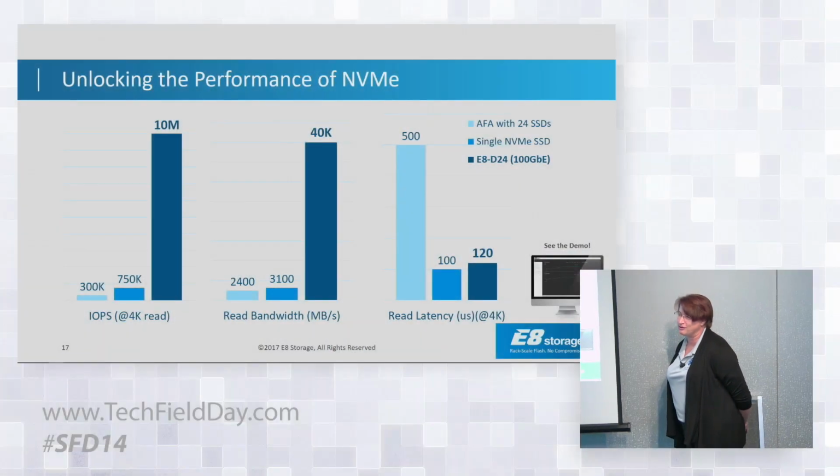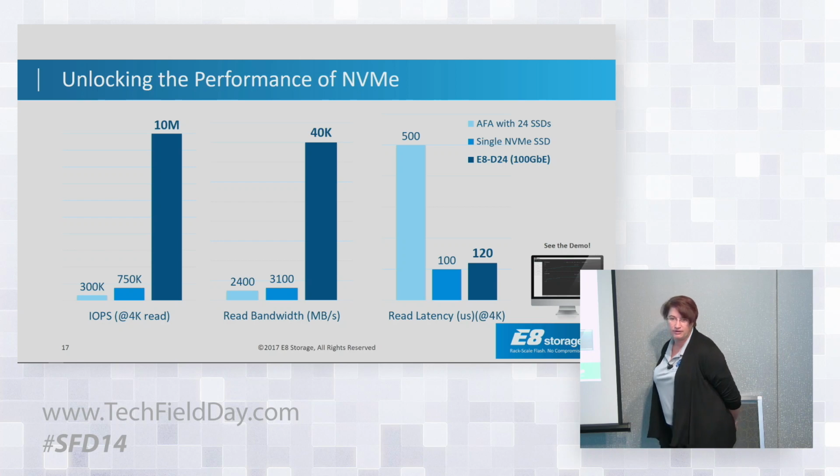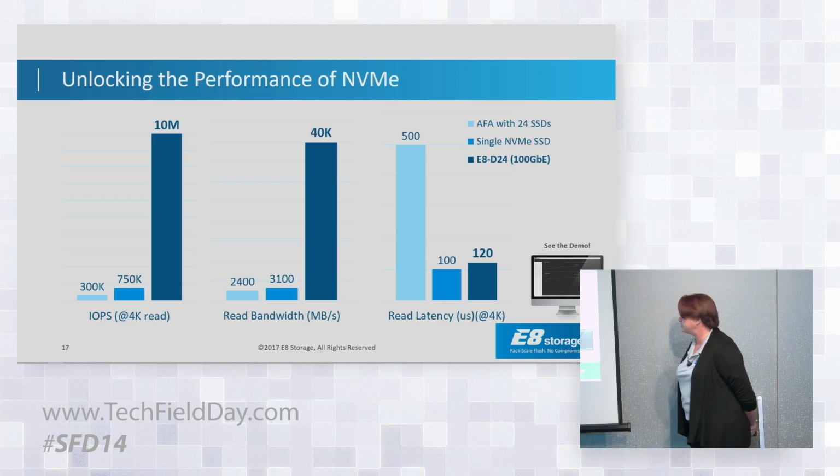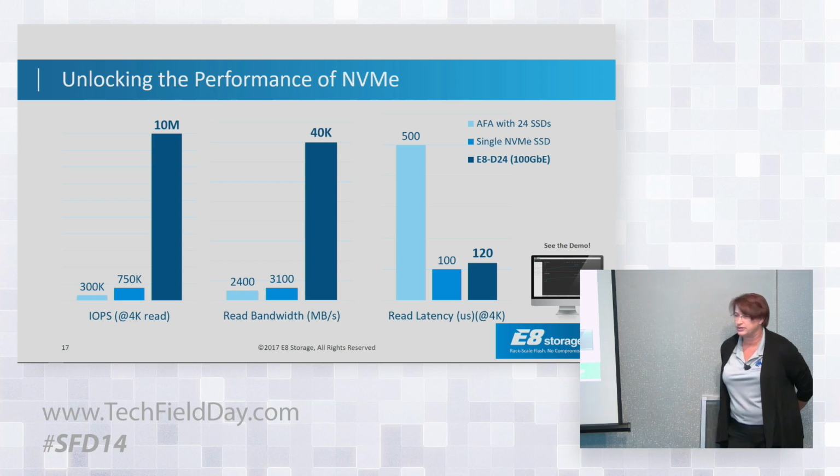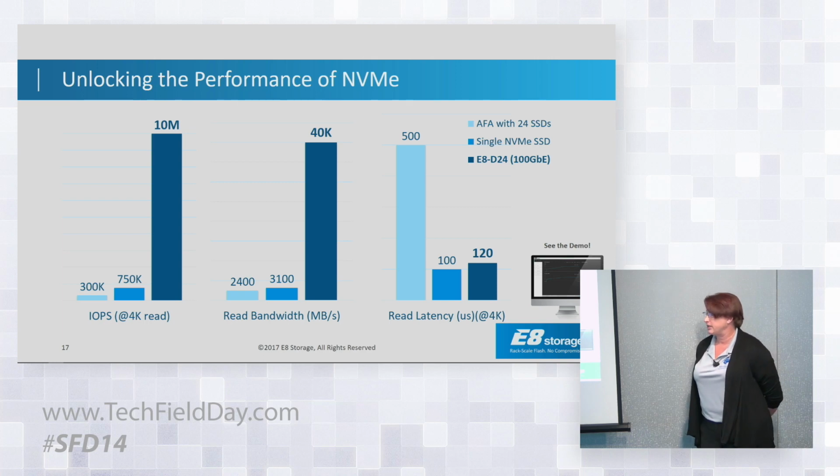Then compare that on the right-hand side to an E8 D24, and these are our published figures. You can see we are getting up to 10 million IOPS, so we're getting almost all the IOPS capacity out of these drives, 40 gigabytes per second throughput, all in, as well as roughly 120 microseconds of latency on average. That's workload dependent, and your mileage may vary always applies.